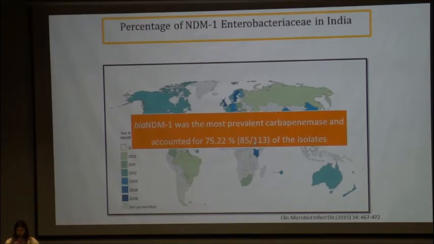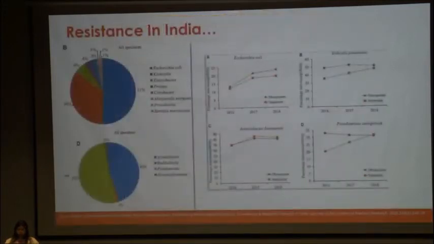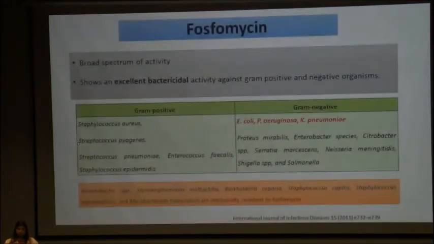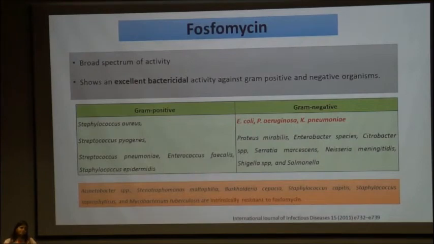So what is the way forward? This resistance problem is continuously increasing. This is the data from ICMR, where we have mostly the gram negatives, and again all are resistant to imipenem, meropenem, the carbapenem resistance, and even the polymyxin resistance is on the rise. So we have a few options which are broad spectrum, which can be included in our treatment modalities, that is Fosfomycin.